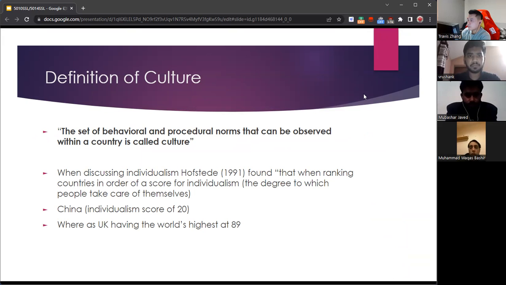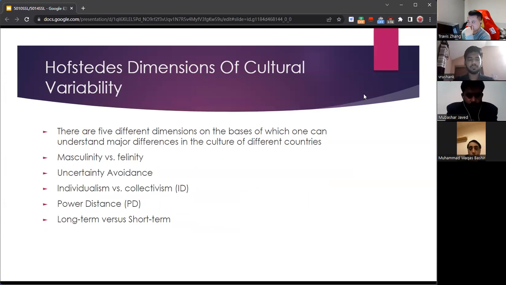Thank you very much. I'll take the slides from now onwards. First of all, I'd like to describe the definition of culture. Basically, what is the definition of culture? It's a set of behavioral and procedural norms that can be observed within a country. When discussing individualism, Hofstede in 1991 found that, when scoring countries for individualism, it is the degree to which people take care of themselves. China's individualism scores 20, whereas the UK has the world's highest at 89. So that could be the difference between those companies.